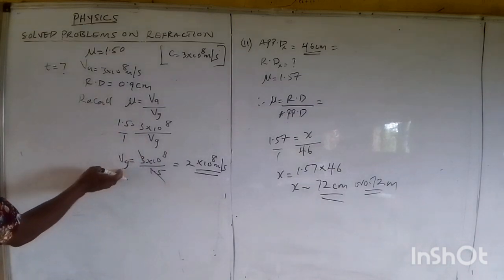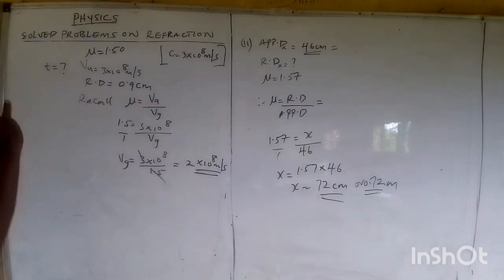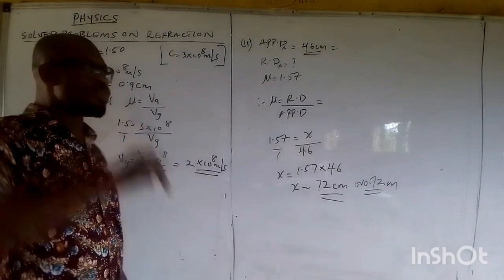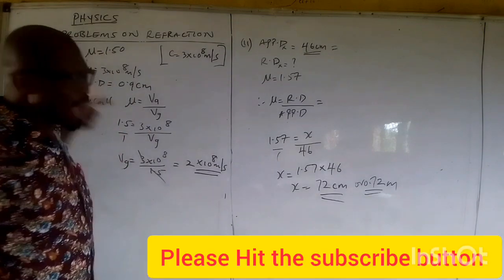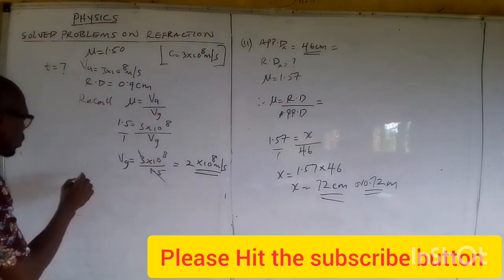Okay, since we have the speed of light in glass, and we want to find the time taken for this light to pass through the glass plate, which will now give us.